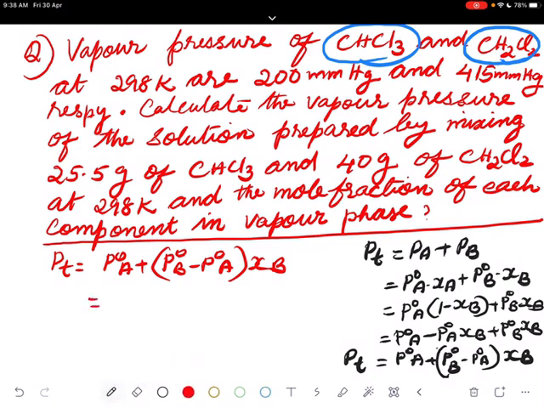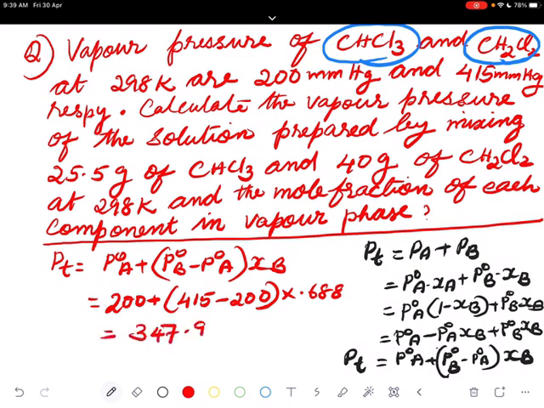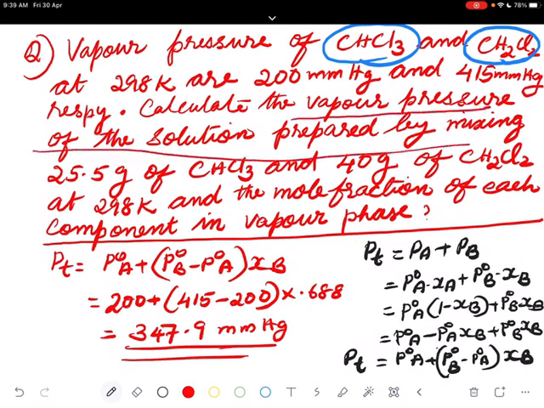What is P naught A? 200 plus, what is P naught B? 415, then minus 200 into 0.688. You are getting 347.9 mmHg. So P total, the first portion, is over. What is the first portion? Calculate the vapor pressure of the solution. That is over.